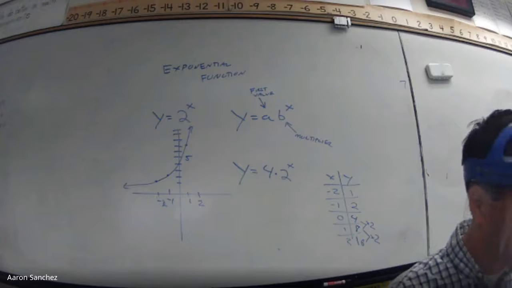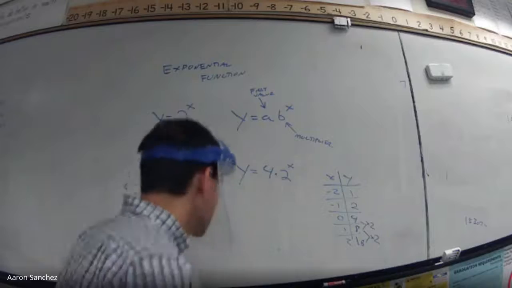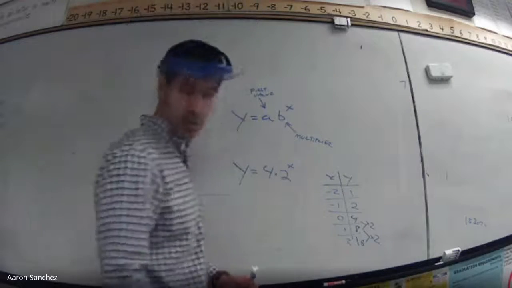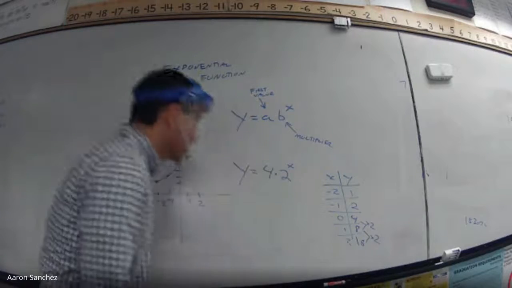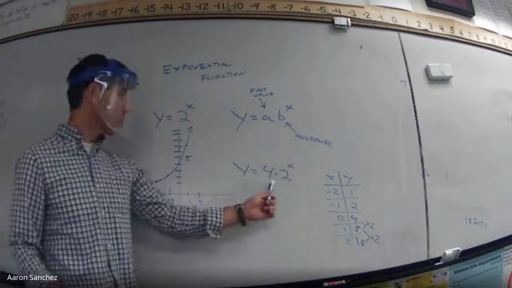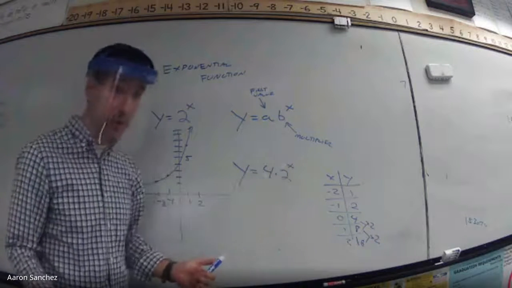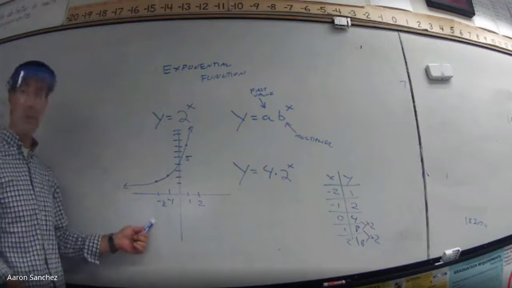Okay, so that's the exponential functions in a nutshell. Now, of course, let's actually do one that looks like this. Let's do one that looks like this. Okay, so this is y equals 4 times 2 to the x power. We're going to do another one real quick, okay? Are there any questions on this?